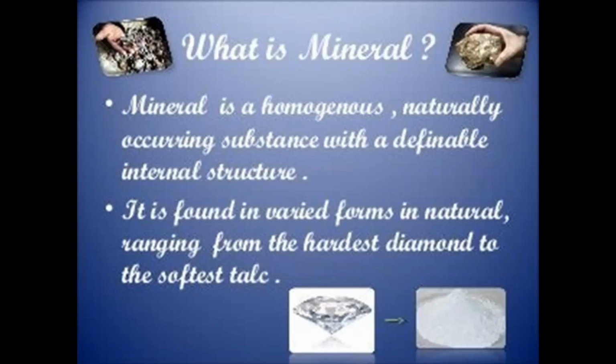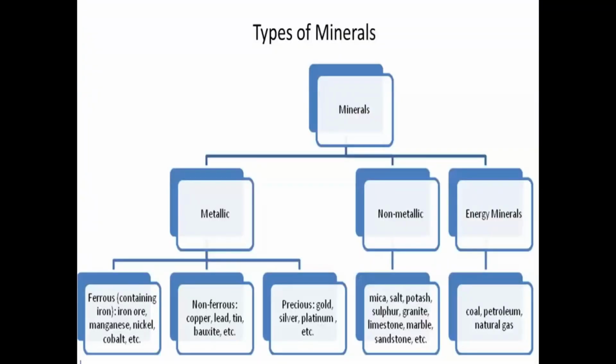Now, if we need to know the types of mineral resources, let us come directly to the flow diagram. If we see this flow diagram, we'll be able to find out. Minerals can be classified into metallic minerals and non-metallic minerals.